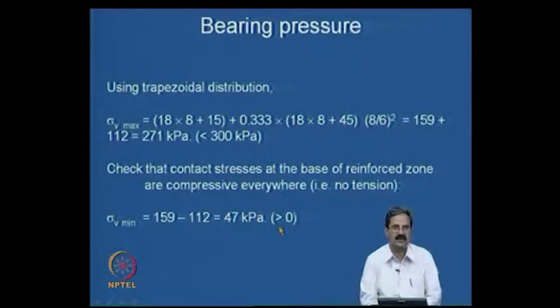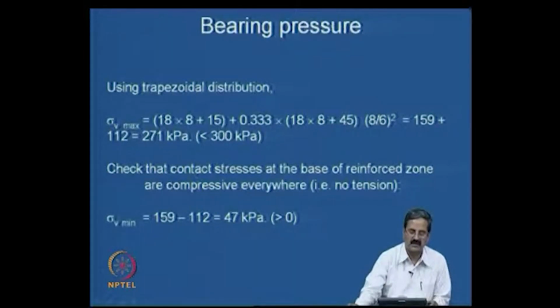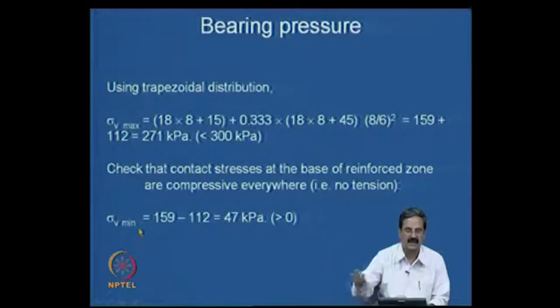which means that there is no tension developed. Why we use this trapezoidal distribution is that we would like to satisfy the no tension criterion also, but remember the reinforced soil foundation is a flexible structure. So, we better use a Meyerhof distribution. If you use a Meyerhof distribution, this value will be much lower. So, instead of telling that 271 is less than 300 kPa, this value will be much lesser, because there is a readjustment, and this sigma V minimum will also come down.